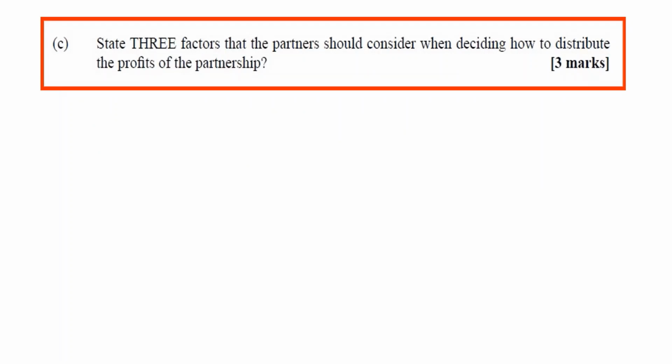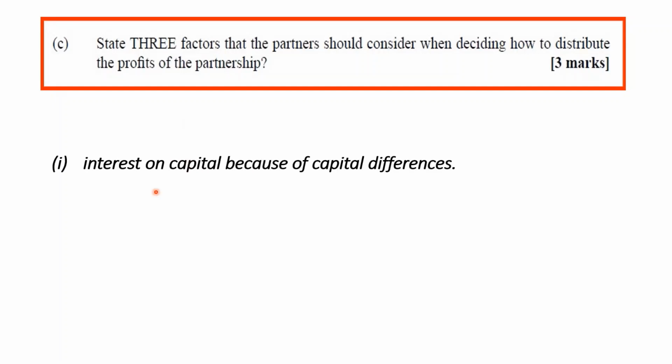Part C, state three factors that the partners should consider when deciding how to distribute the profits of the partnership. First one could be interest on capital, and we will consider that because of the capital differences between the partners. One partner may provide more than the others. In this case, he will get a larger interest on capital, and that sort of evens it out.